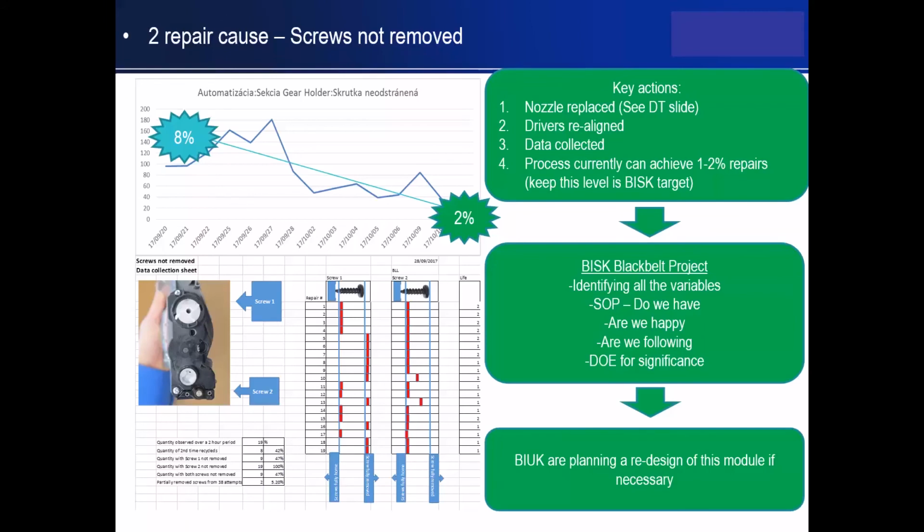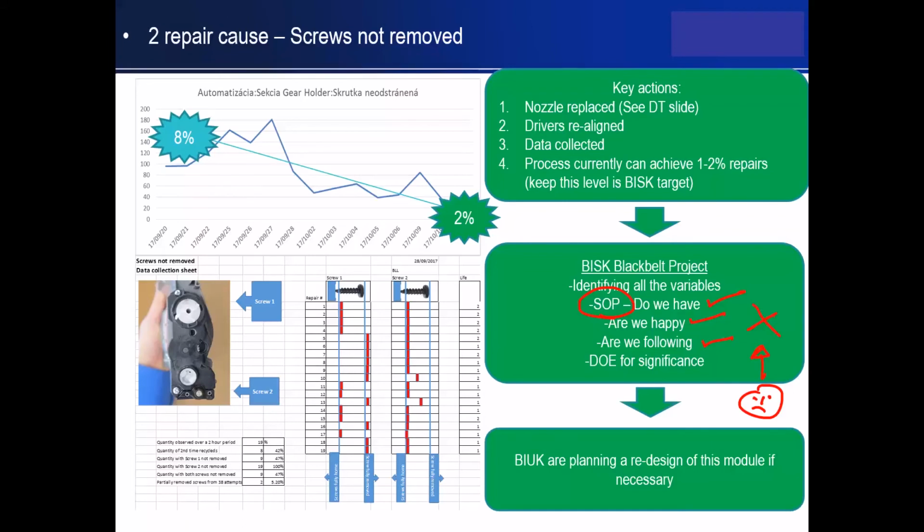The gear holder. So she's talking about how the gear holder problem, the variables that she worked on and the standard operating procedures that she put in place. Here's a great little technique that I taught them. Do you have an SOP? Are we happy with it? Are we following it? If you cannot tick all three of those, that is an area you need to sort out. So in order to have control, you have to have a standard operating procedure, a technique that's agreed.